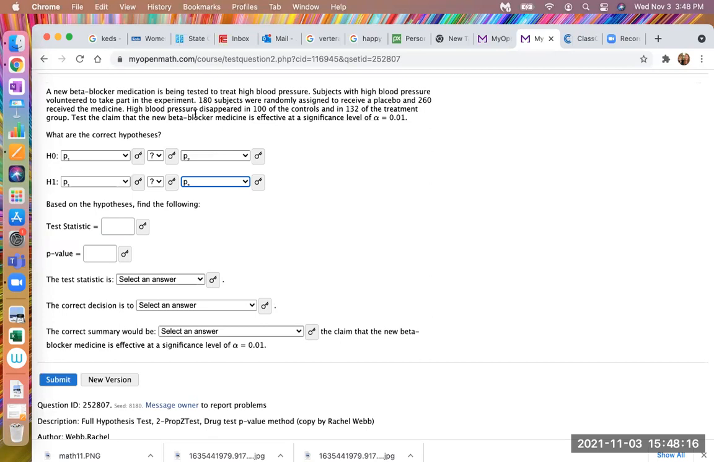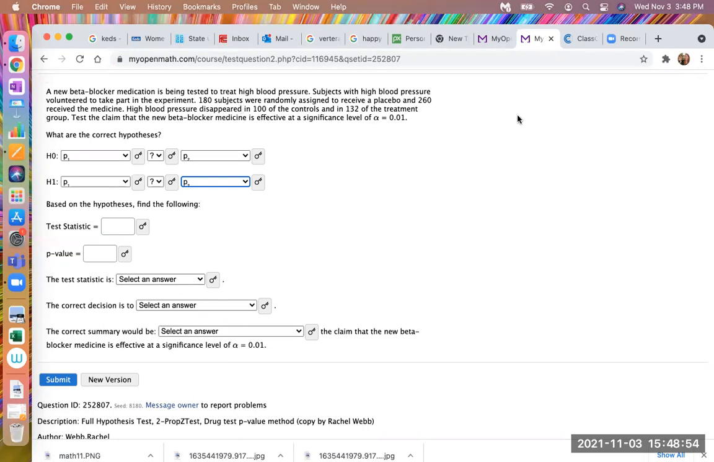This one's kind of odd. They don't really list anything first, anything second. So let's just say that, I noticed that when they listed the people, 180 subjects were assigned to a placebo, just because they're mentioning the placebo group first, I'm going to just say that's population 1. And so let me write that down.